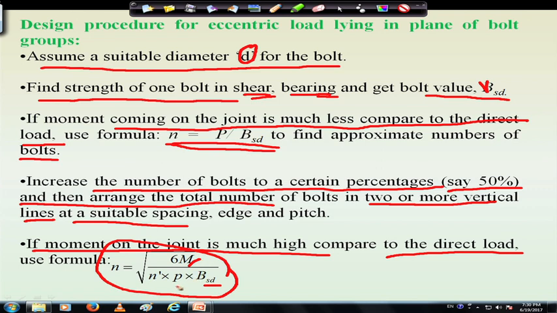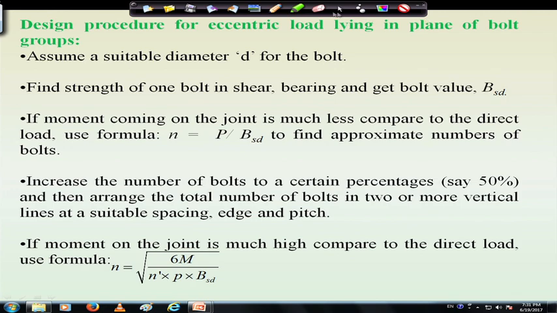and moment M is equal to P into E, and this small p is the pitch distance and n dash is the number of vertical lines. n dash is the number of vertical lines, means if we have bolts like this, in this case the number of vertical lines is 1, 2, 3. So, in this case it will be 3.